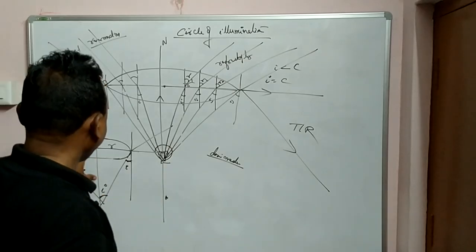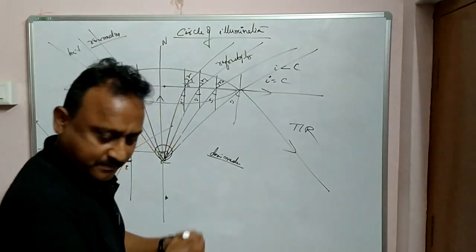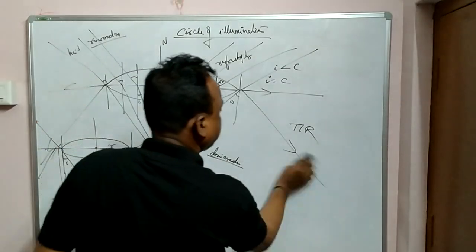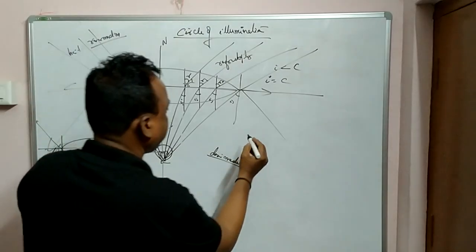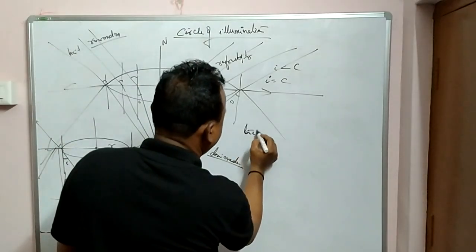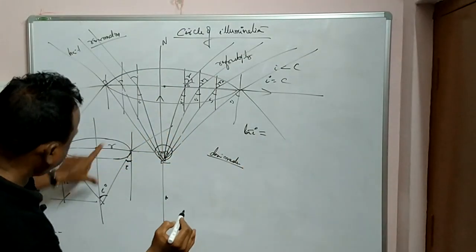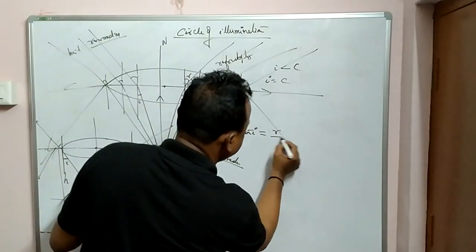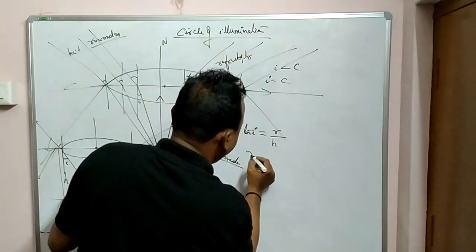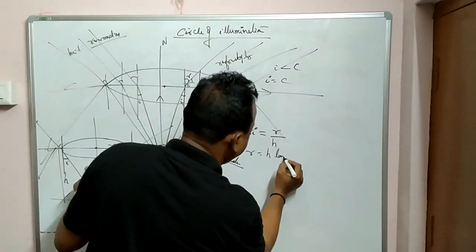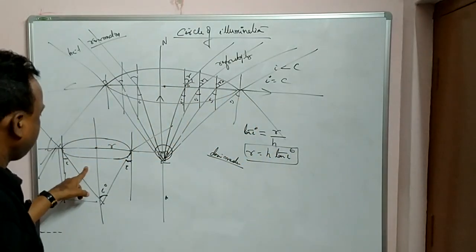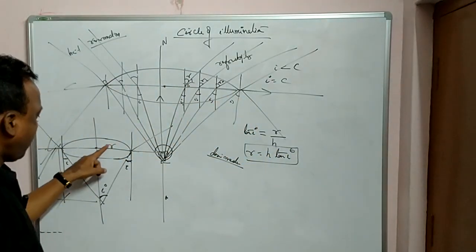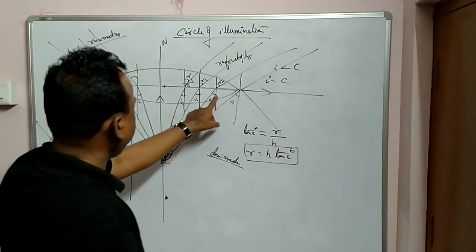So what I am trying to tell is, from this, what is tan theta? I'll write it here. From this, what is tan theta or tan I? Tan I is equal to opposite by adjacent, that is R by H, or R is equal to H into tan I. Are you following the point here? R is equal to this, because this is the angle of incidence.